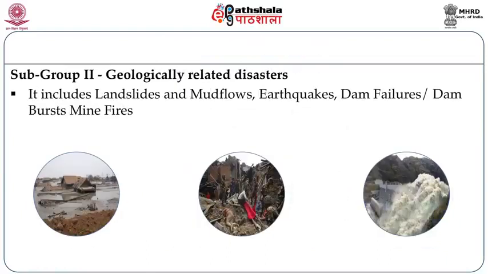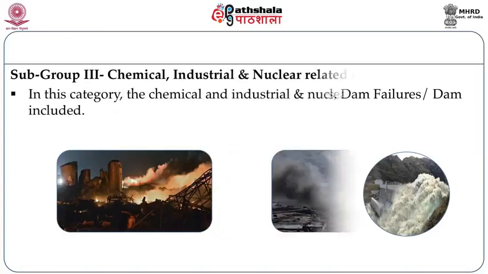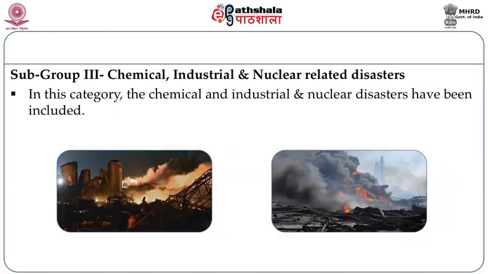The second subgroup is the geologically related disasters. Now it includes landslides and mud flows, earthquakes, dam failures, dam bursts, mine fires, etc. Now the subgroup number 3 is the chemical, industrial and nuclear related disasters. In this category, the chemical and industrial and nuclear disasters have been included.